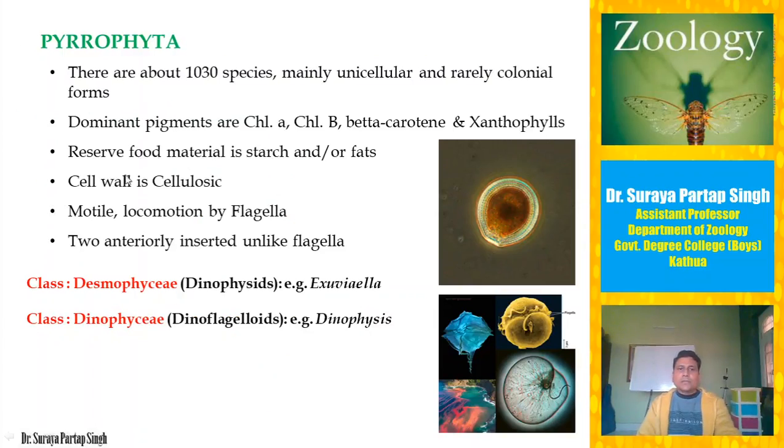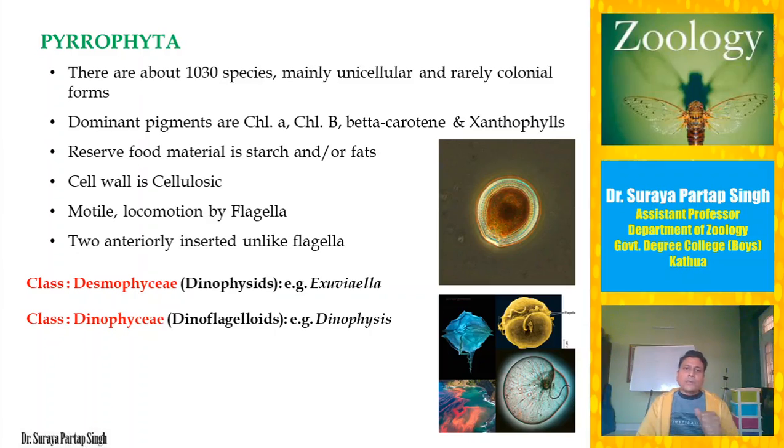Now the cell wall in this case also is cellulosic, that means it is made up of cellulose. They are all motile, and locomotion is again by means of flagella. So in them also the locomotion is primarily by means of flagella. And there is another characteristic feature. They are biflagellate. These flagella are two in number, and they are anteriorly inserted. Unlike flagella means they are not of similar size. They are of different size. One flagellum will be longer and another will be smaller.